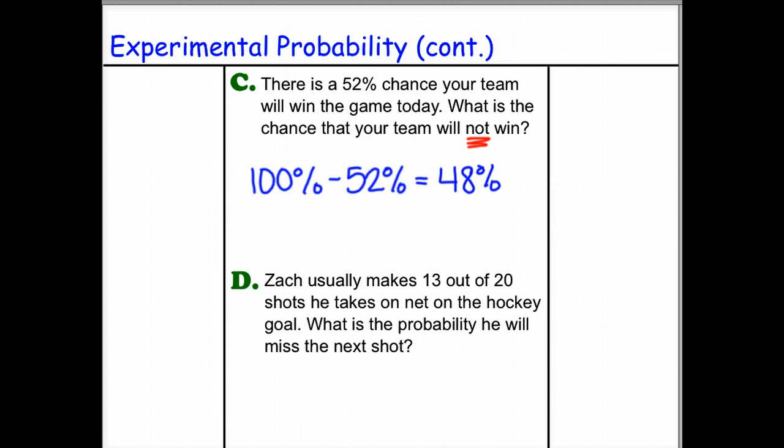In a particular problem like this, giving me the probability just as a percent is okay. You could also simplify it down to 12 out of 25 or 0.48. We're not going to get too picky like that, just because if it gives you a percent, we'll leave it as a percent.